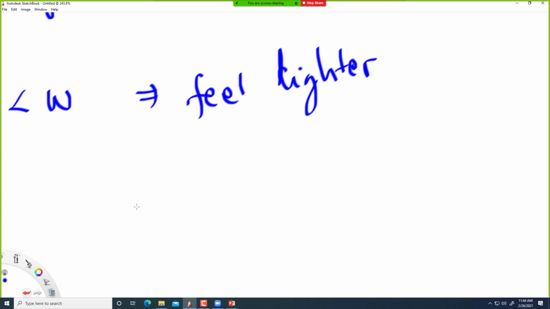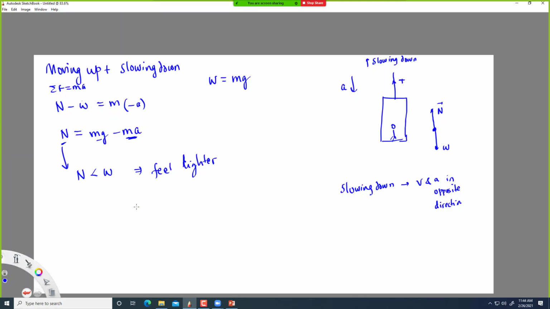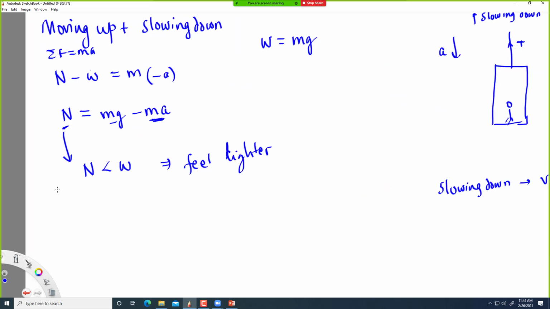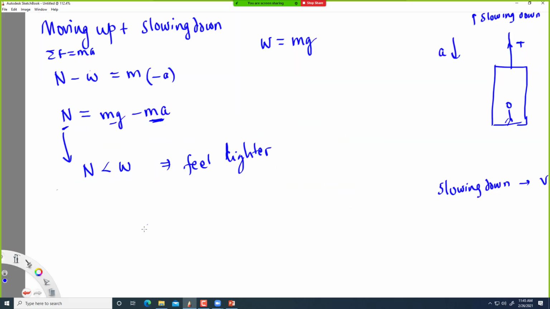Oops. So I would like you guys to think about this one. I will let you guys think about this. I don't know why it's doing that. Let me just use a new page here.